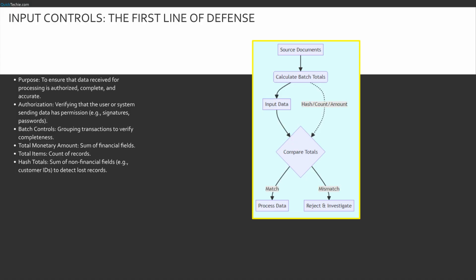A unique concept here is the hash total. This is a sum of meaningless numbers, like adding up all customer IDs. If the hash total changes during processing, we know a record was lost or altered, even if the money balances match. Here we see the batch control workflow.